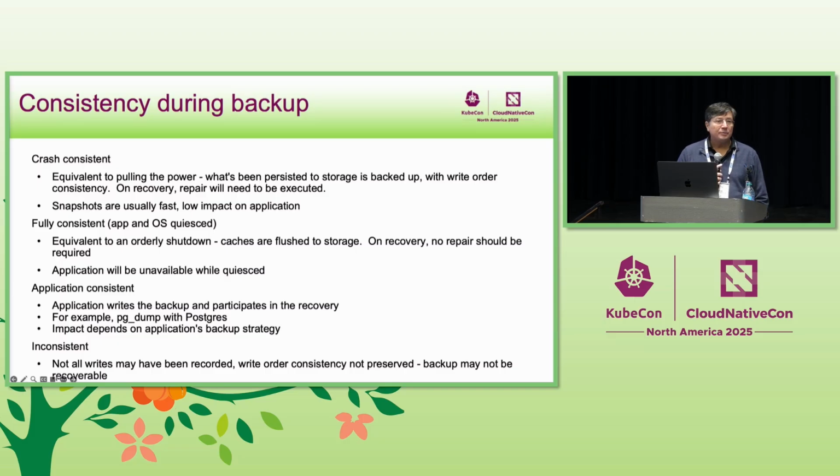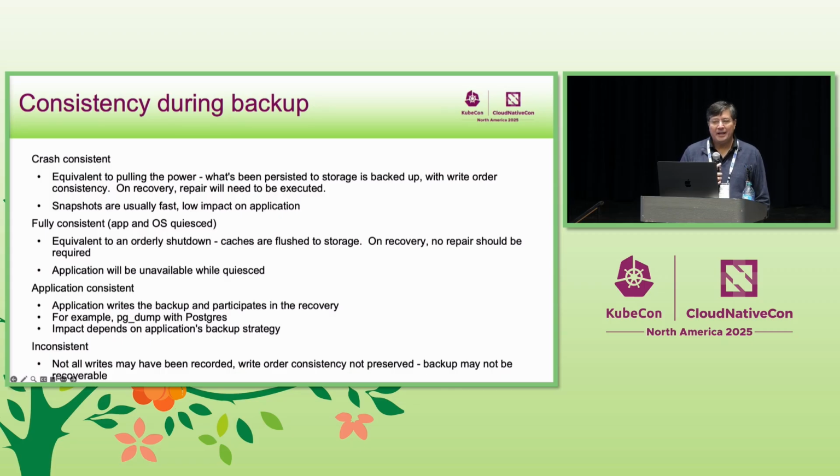Now, for backup, we have some different terms for consistency. A crash-consistent backup is one that's essentially as if the server crashed or you pulled the power on it. So everything that was written to persistent storage is there in the backup. And then when you recover, you're going to have to go through the usual recovery process, so FSCK or the database recovery or what have you. There's a possibility you may lose some data during the repair, but you should at least be able to get back to a running system.